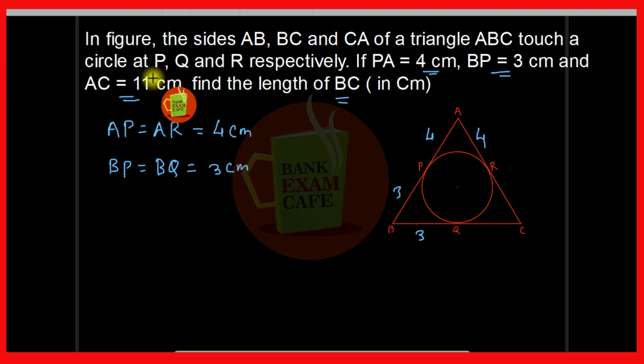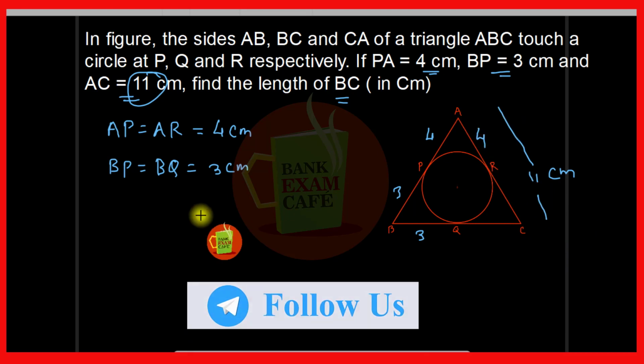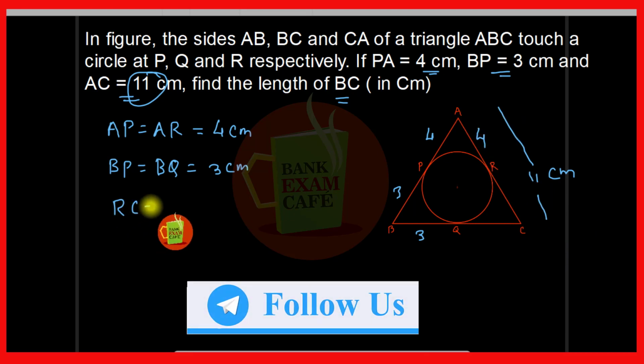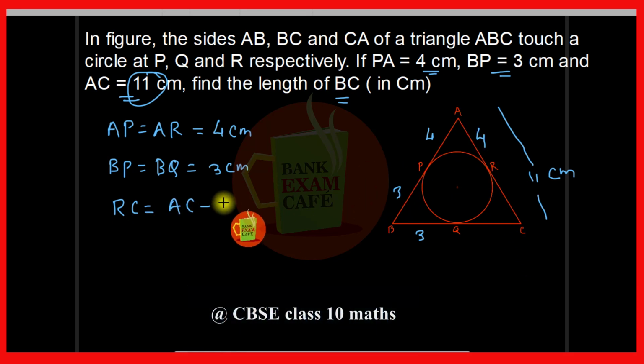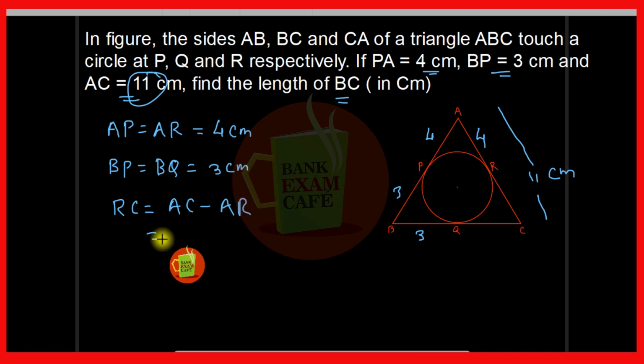But now here it is given that AC is 11 cm. This total distance is 11 cm, and therefore this RC will be what? RC is equal to AC minus AR, which is 11 minus 4, and therefore it will be 7 cm. So you have got RC as 7 cm.